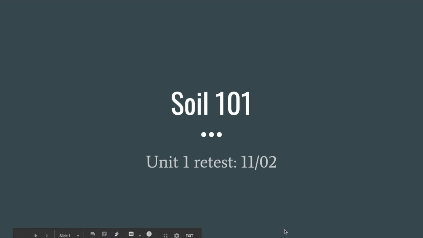Soil 101. Our Unit 1 retest will be November 2nd. Let's start out by reviewing soil.